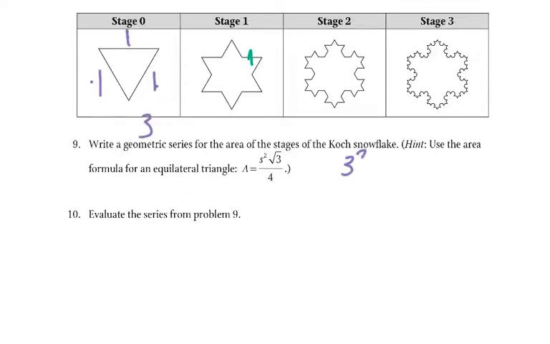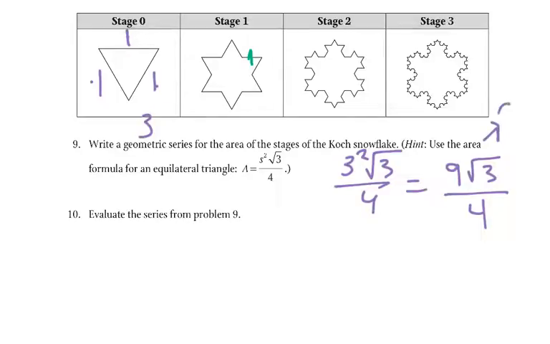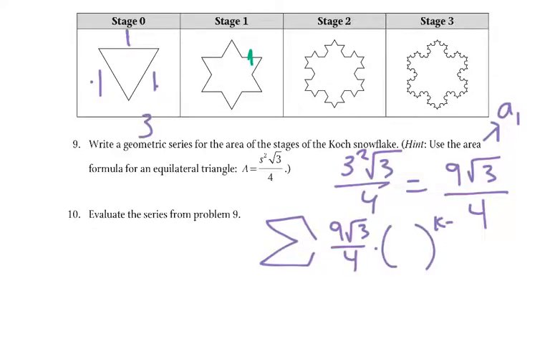So we'd go 3 squared times the square root of 3 over 4, which we'd simplify to 9 square roots of 3 over 4. Okay, that would be our first number, a sub 1. Now we've got to decide what rate we're multiplying by. So we know we started out this way, 9 square roots of 3 over 4 times the rate to the k minus 1, k equals 1 to infinity.